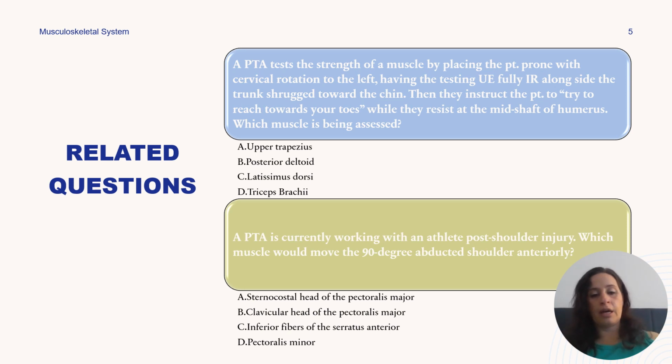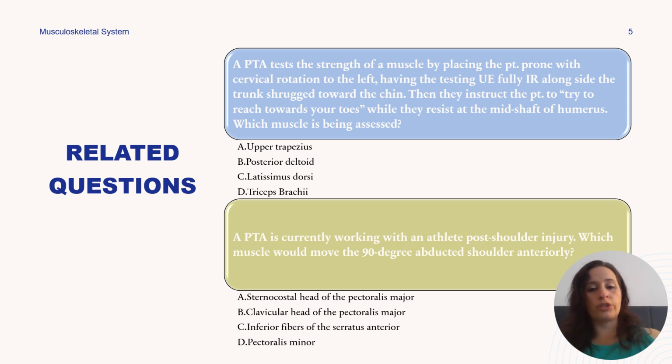A PTA is currently working with an athlete post-shoulder injury. Which muscle would move the 90-degree abducted shoulder anteriorly? So they're telling you that you're starting like this, 90 degrees abduction. Would move it anteriorly, aka horizontal adduction, horizontal adduction.